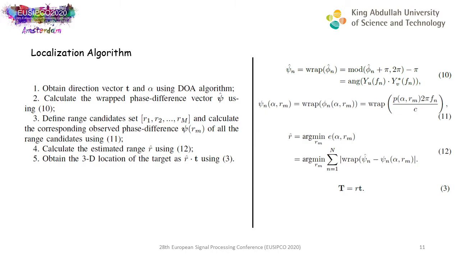Then the localization algorithm can be performed in 5 steps. First, obtain direction vector t using the DOA algorithm. Second, calculate the wrapped phase difference vector using 10. Third, define the range candidate set and calculate the corresponding observed phase difference of all the candidates using 11. Fourth, calculate the estimated range using 12. And finally, obtain the 3D location of the target using 3.